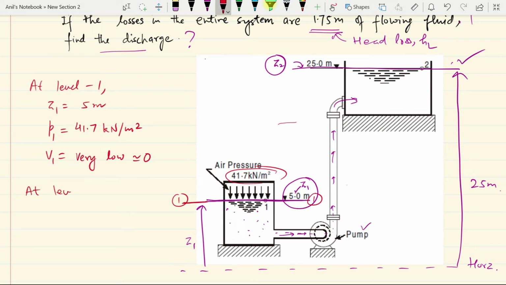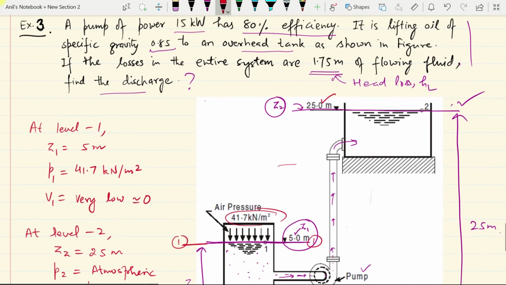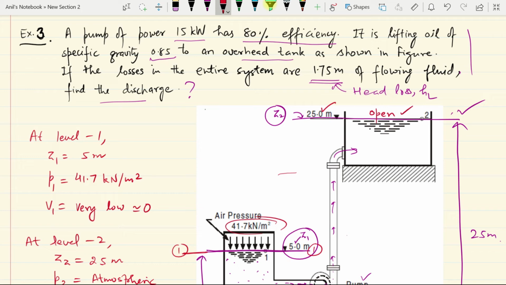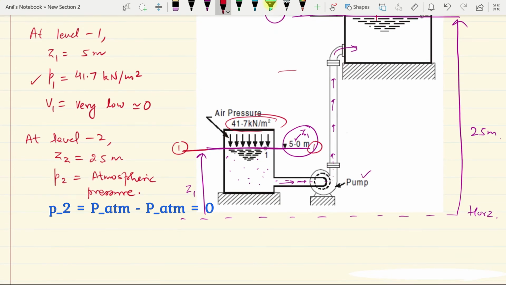Now at level 2, Z2 is 25 meters, P2 is equal to atmospheric pressure because the upper tank is open to air, so therefore pressure here will be 0. So all the pressures that we write here in Bernoulli's theorem are gauge pressures. That means they are the difference of actual pressure and atmospheric pressure. If P is equal to atmospheric pressure, gauge pressure becomes 0. So this is 0 in this case.